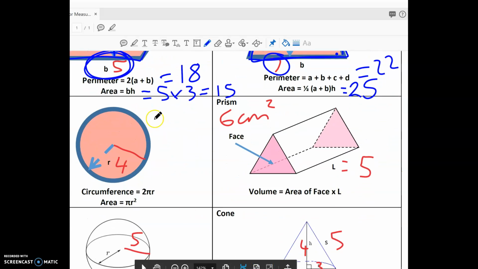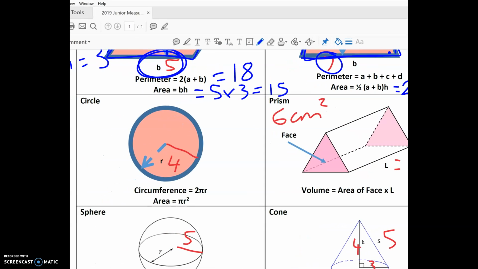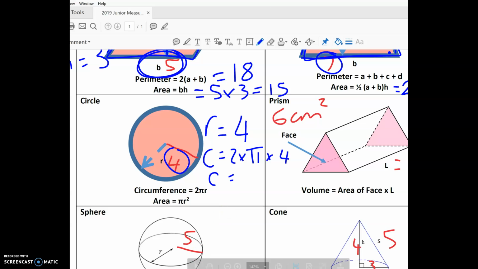So the next one, we move that back across this way, our circle. So we've got a radius of 4. So R equals 4. That's showing your working. Writing out the formula would be your next bit of working. So circumference equals 2 times pi times 4. That's what you're going to put in your calculator.